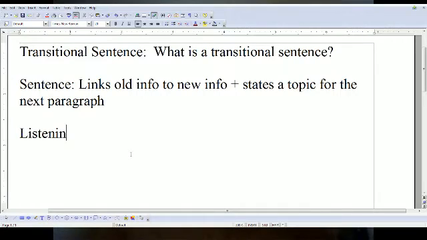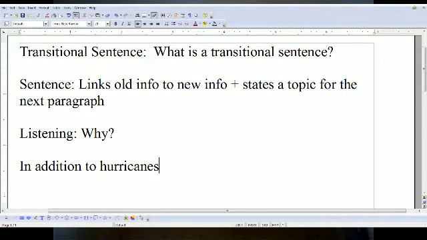Now let's talk about listening. Why do we care about a transitional sentence in the listening part of the TOEFL IBT exam, right? Who cares? Why do we care? That's kind of what you're thinking about right now, right? Okay, so let's say that you're taking the TOEFL exam and you're listening to a lecture. Then the lecture says this. You might see this in the listening or the reading passage.